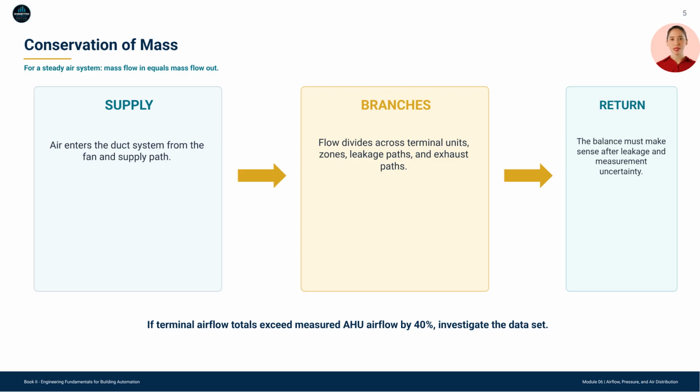Here is a real BAS example. Suppose the main AHU airflow says 18,000 CFM, but the total of all VAV boxes says 27,000 CFM. That does not automatically mean the fan is failing. It means the data set does not balance. Maybe some terminal units are using the wrong K-factor. Maybe the AHU airflow station is dirty. Maybe some points are in liters per second but displayed as CFM. The professional response is to investigate the evidence before changing the fan speed or pressure set point.